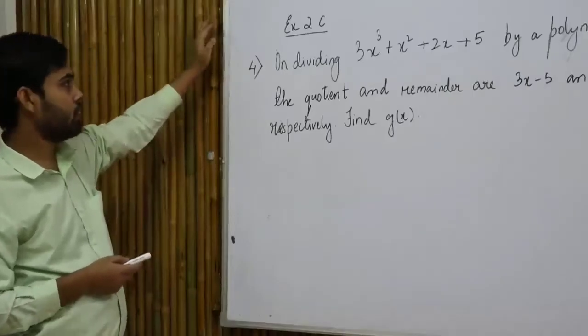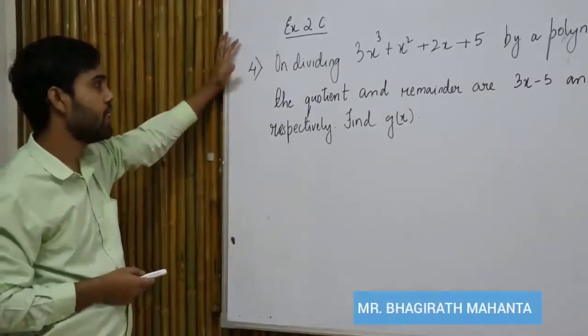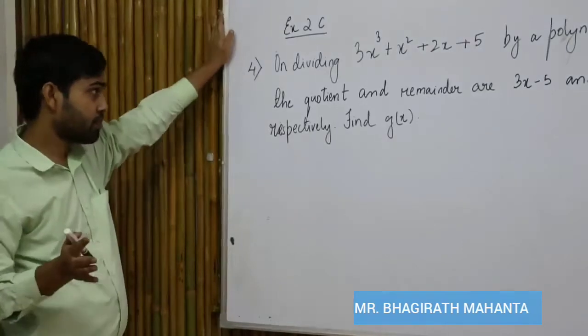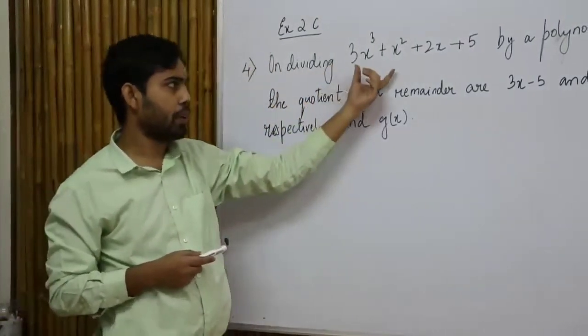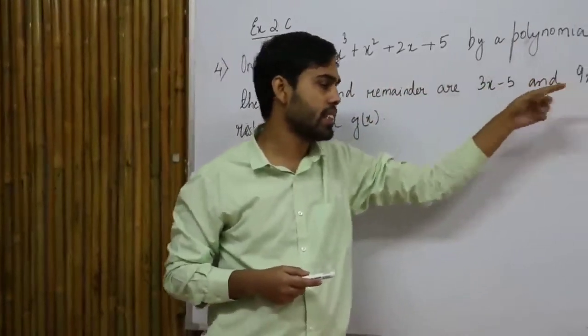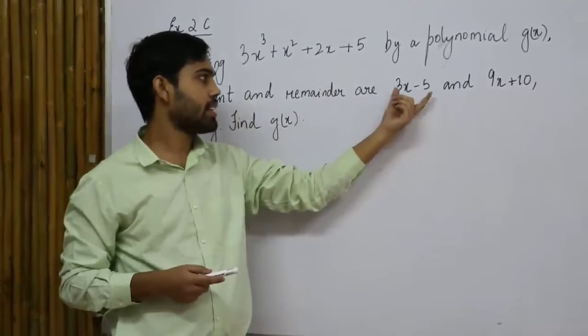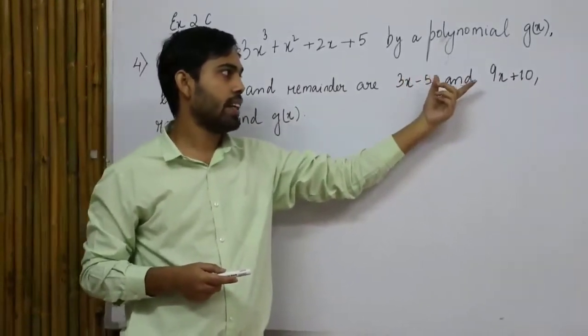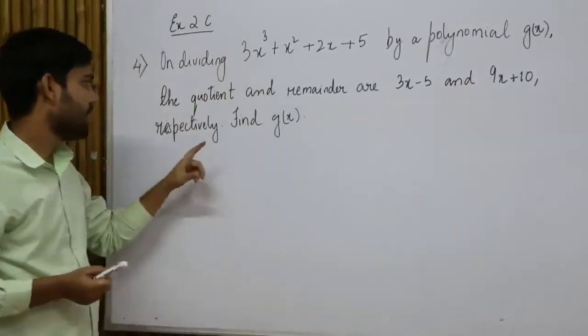So now we'll be looking at this question. This question is question number 4 from the exercise 2C. So the question says like this, okay? On dividing this polynomial by a polynomial gx, the quotient and remainder are 3x minus 5 and 9x plus 10 respectively. Find gx.